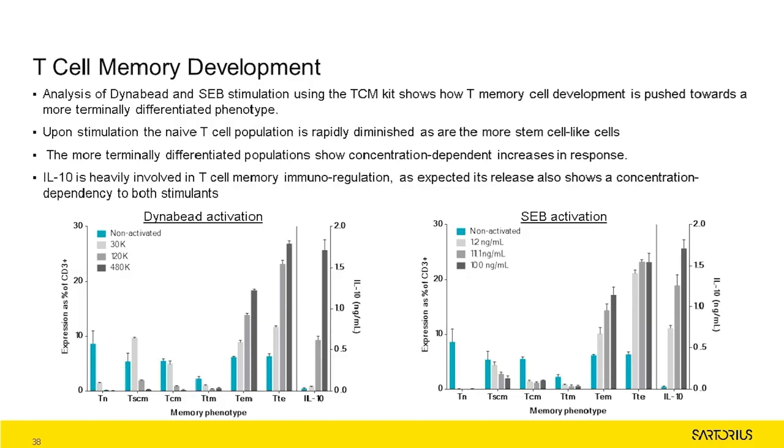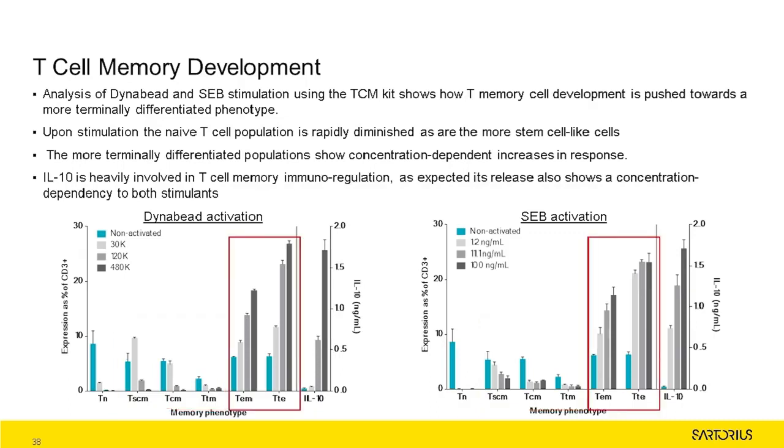The analysis shown here details how our two activators have affected the T-cell memory populations. Both Dynabeads and SEB stimulation show how T memory cell development has been pushed towards a more terminally differentiated phenotype. As stimulation increases, the naive population is rapidly diminished, as expected, as are the more stem cell-like cells.